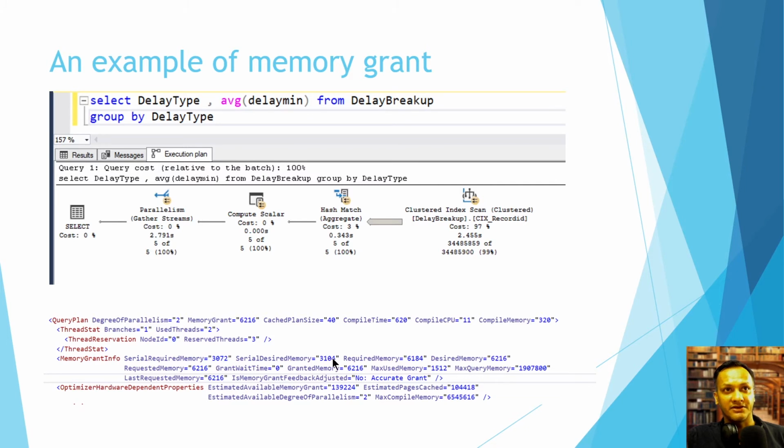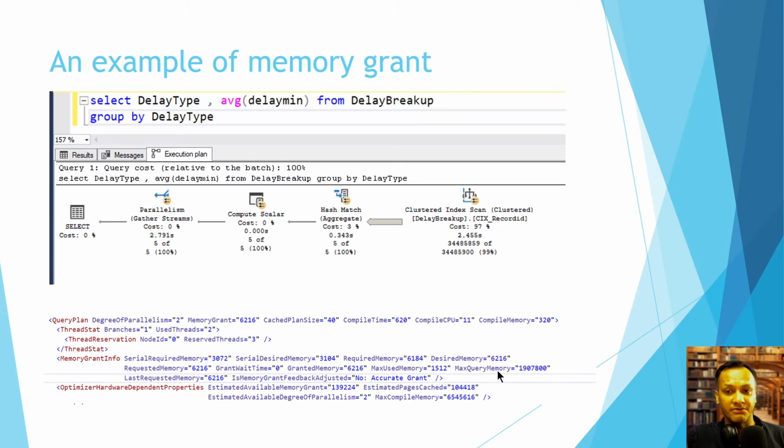You'll also see that it desired 6216, and it requested 6216, and it was granted 6216. This is mainly because there is no memory pressure in my system at the moment, and therefore there is sufficient memory to grant, and so it was granted. Basically, there was plenty of RAM available, and so that's why it happened. But the important thing to note here is, even though 6216 memory was granted, the memory that was actually used was 1512, correct? And the maximum memory for this query is about 1.9 gigabytes.